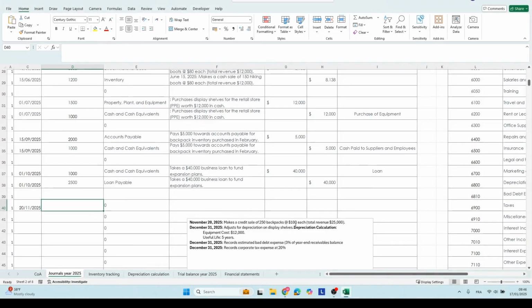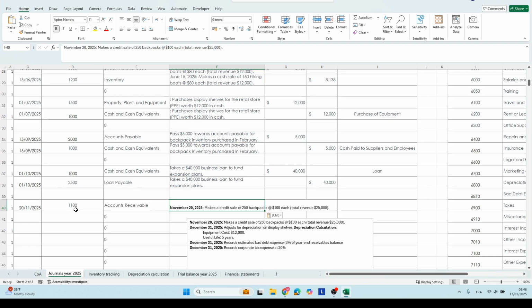Then we will report the cost of goods sold. We said that this is credit sales. That means it will be the accounts receivable account. We put the description for this transaction. Then we put the amount on debit, 25,000.